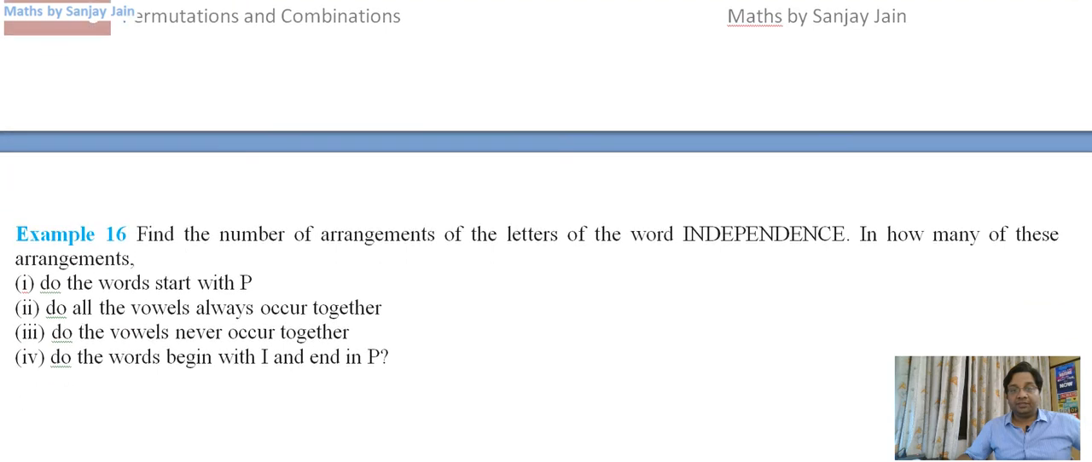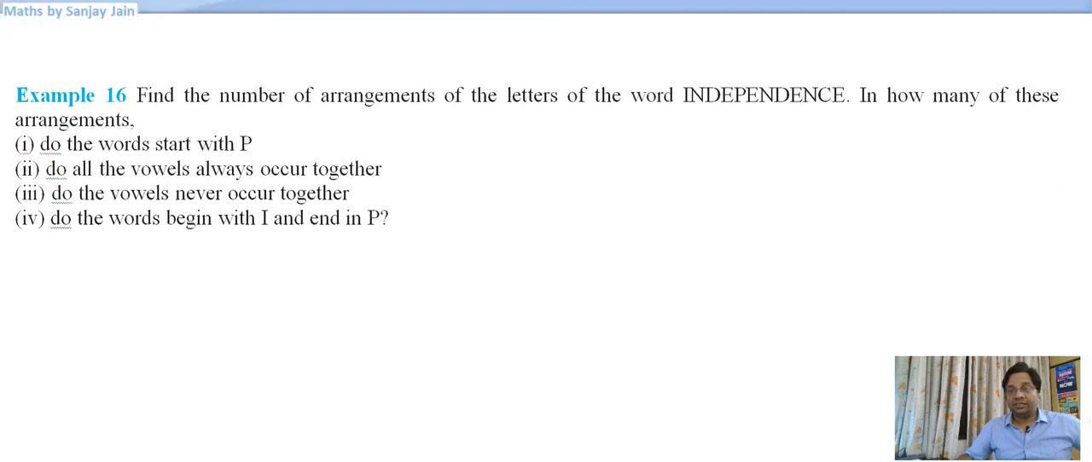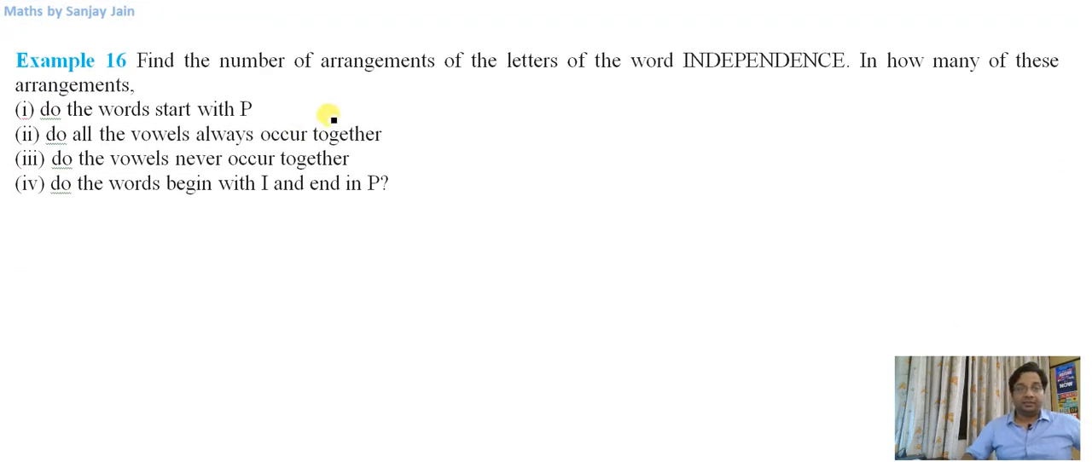Find the number of arrangements of the letters of the word independence. Okay, in how many of these arrangements? So first of all, let us find the total number of arrangements. 1, 2, 3, 4, 5, 6, 7, 8, 9, 10, 11, 12. So total 12 letters are there. So 12 factorial divided by.